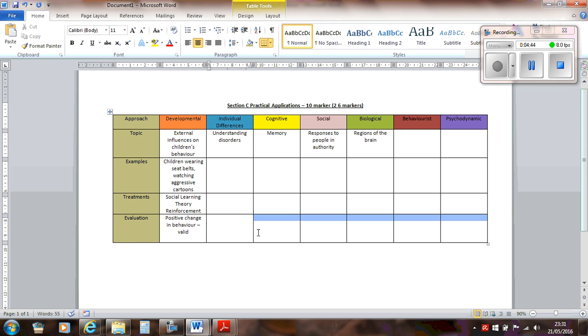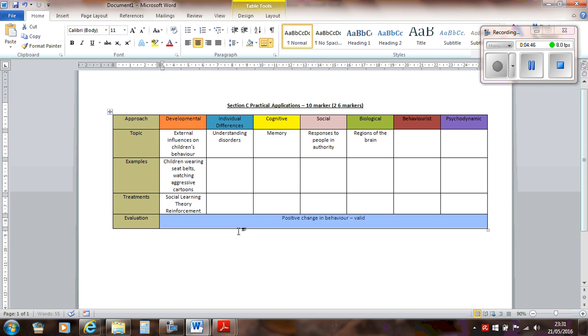I might just merge them because they'll be quite similar. Understanding disorders, there's going to be something about maybe someone not understanding communication, like with autism, or it might be someone has a phobia.